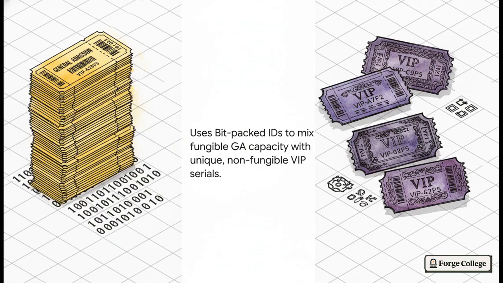Bit packing is the brilliant solution here. You encode the ticket class in the high bits and the serial in the low bits. This allows the contract itself to apply class-specific transfer rules effortlessly directly on-chain.